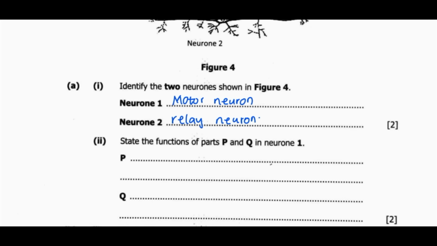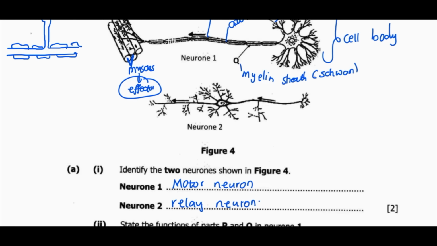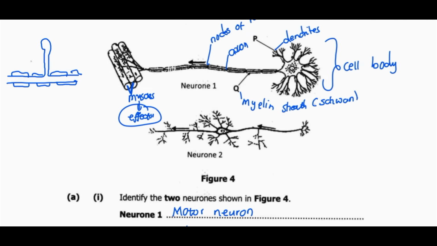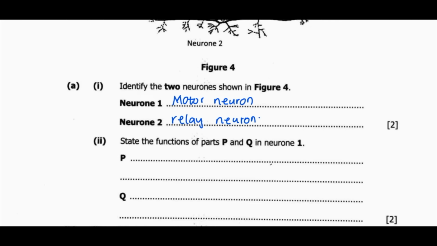Then to state the functions of parts P and Q in neuron 1. So let's go back to neuron 1. So P, we know it's dendrites. So the dendrites are a part in between the junction between two neurons. And the dendrites for a motor neuron are a part that it uses to receive electrical impulses from the neighboring cell.